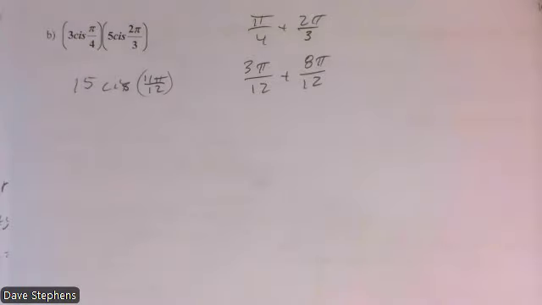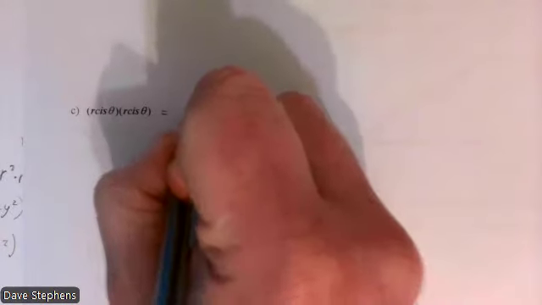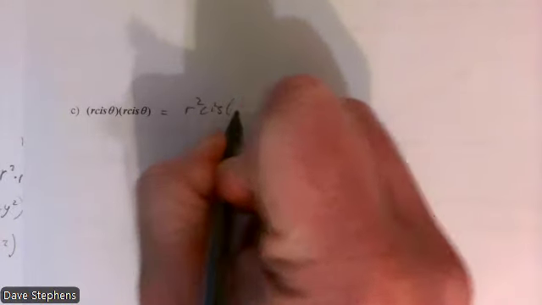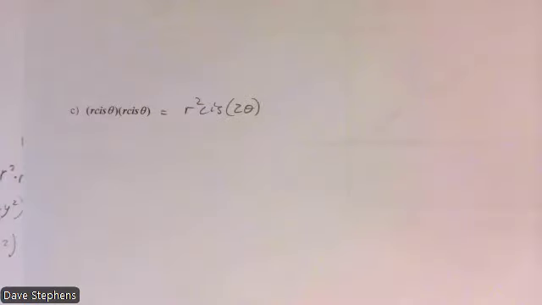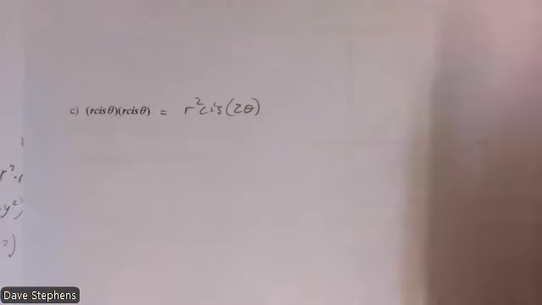So let's try another one. R cis theta times R cis theta would be R squared cis 2 theta. Not too terribly difficult there.